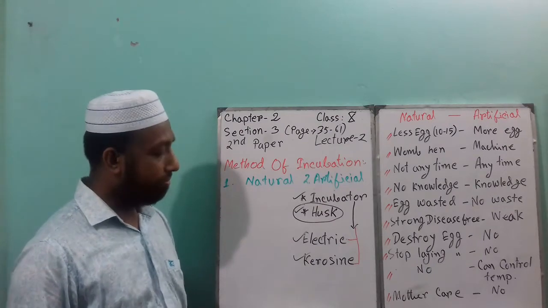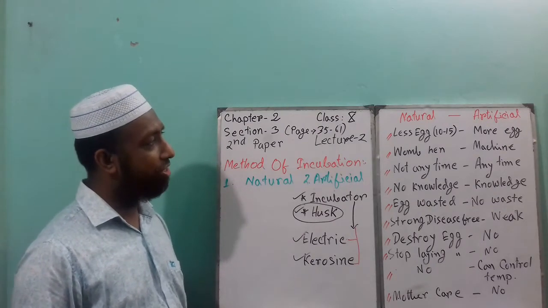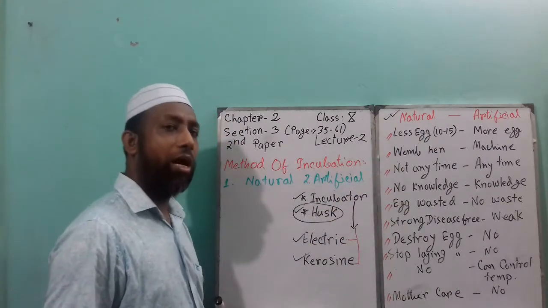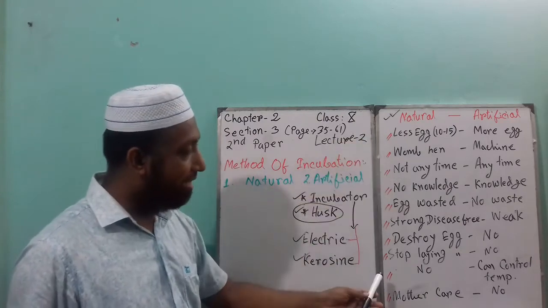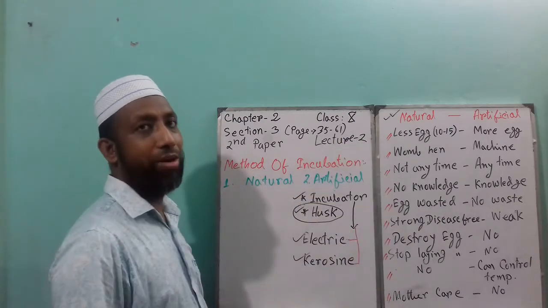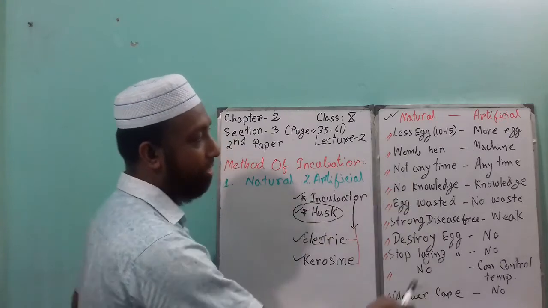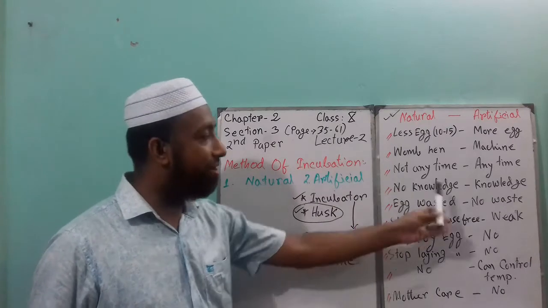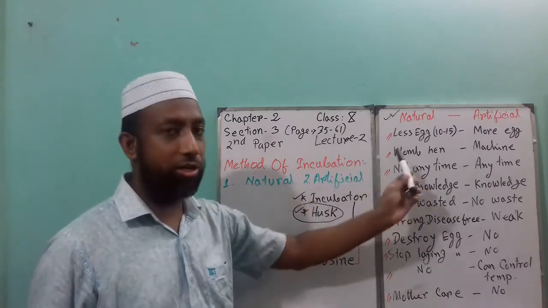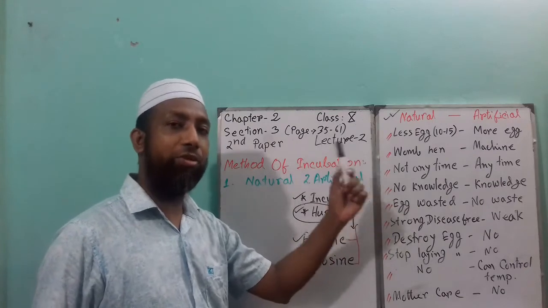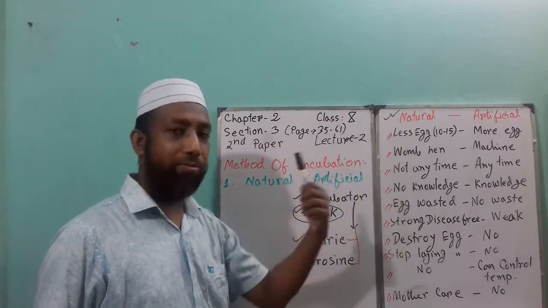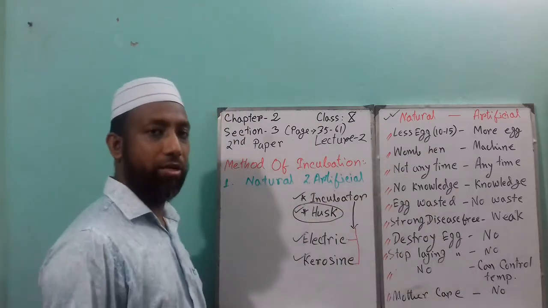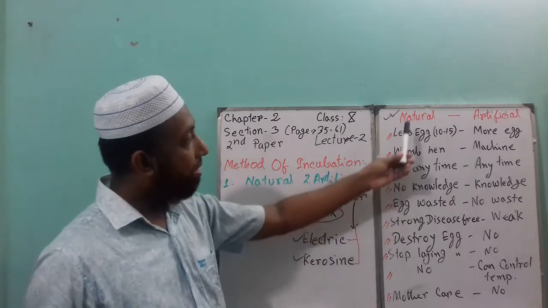Now today the important topic is natural and artificial incubation. I will discuss the characteristics together, and the differences as well. So first of all, this is the natural method, and that one is the artificial method. If we know the characteristics, we can differentiate easily. So I will show you the differentiated version. If you can understand and explain that easily, then whatever comes in the exam, characteristics or difference, you can answer. So let's start.